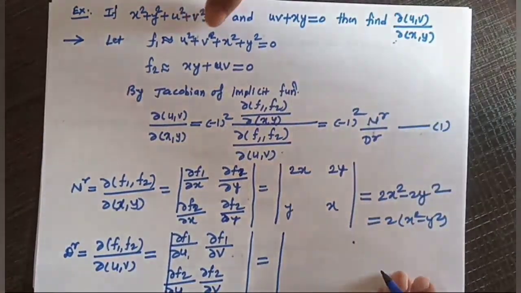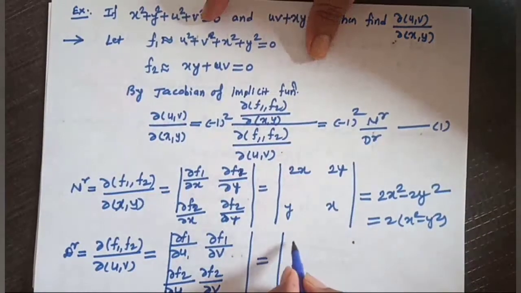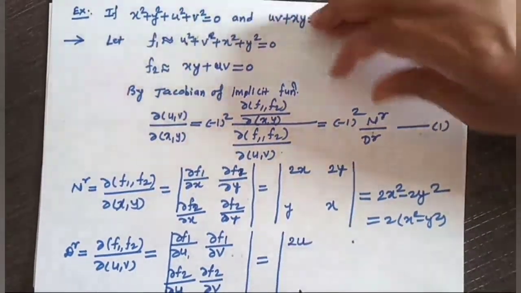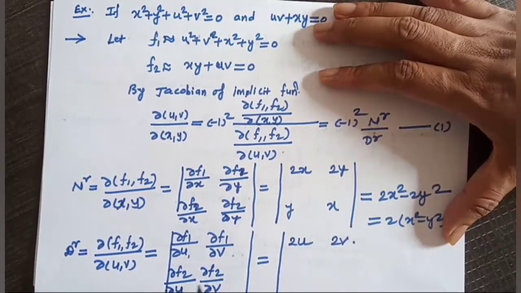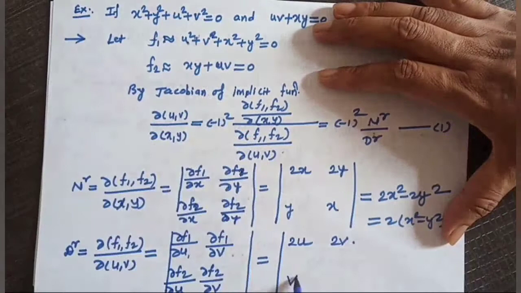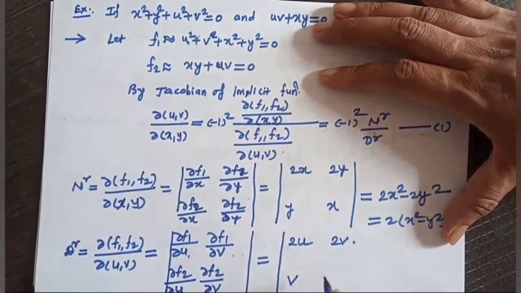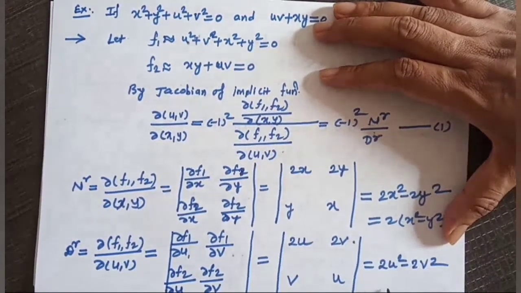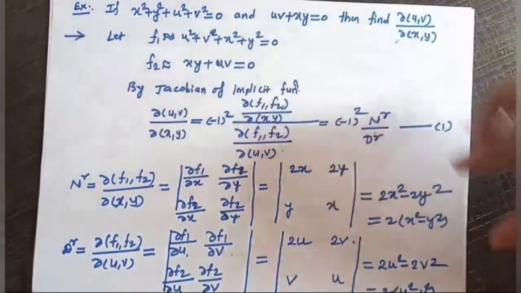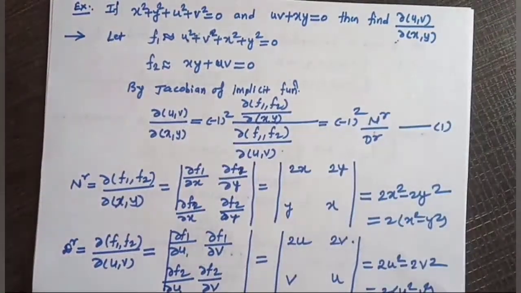f1 is u square plus v square plus x square plus y square. So f1 with respect to u is 2u, f1 with respect to v is 2v, f2 with respect to u is v, and f2 with respect to v is u. Solving this, we get 2 times u square minus 2 times v square, that is 2 times (u square minus v square). Substitute these two values in 1, we get the value of the Jacobian of uv with respect to xy.